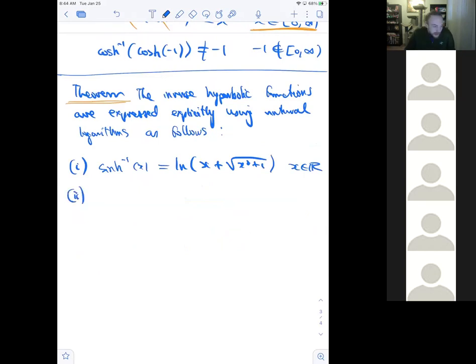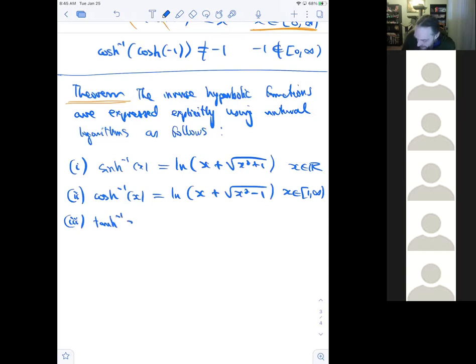2, cos hyperbolic inverse of x is equal to the natural log of x plus the square root of x squared minus 1. And that's for x, of course, in the domain 1 to infinity. And then 3, tan hyperbolic inverse is equal to 1/2 the natural log of 1 plus x over 1 minus x for x inside -1 to 1.